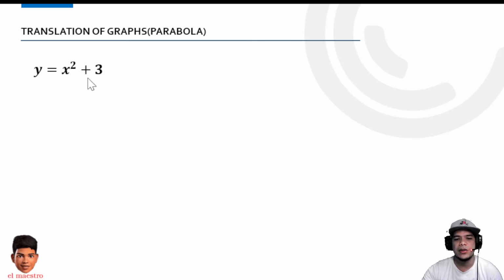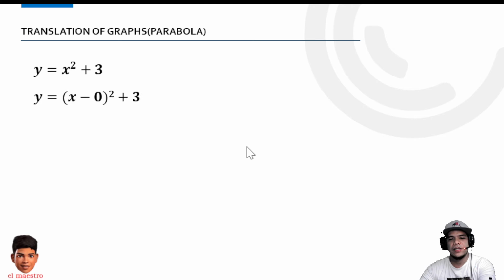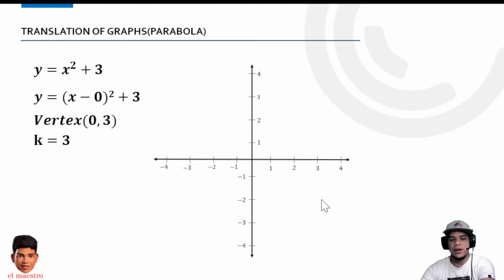This is with respect to meron na tayong K. Kanina, x squared lang. This time, meron tayong K. So, if you notice, 0 yung h natin. Diba? In this quadratic function, tingnan nyo, 0 yung h natin. Kaya naging x squared na lang. Okay? So, our vertex is 0 and 3. Then, our K is equal to 3. Okay? This is our graph.